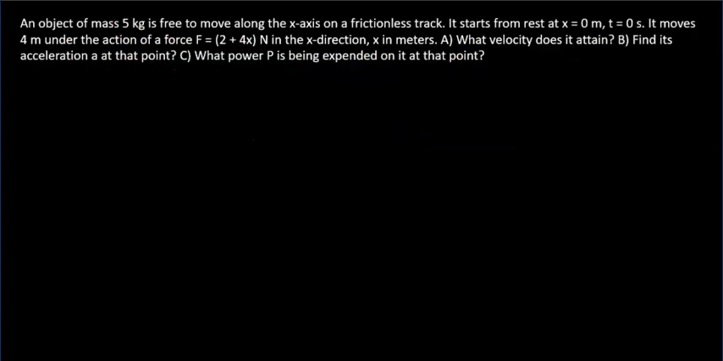Problem 1. An object of mass 5 kg is free to move along the x-axis on a frictionless track. It starts from rest at x equals 0 meters when t is 0 seconds. It moves 4 meters under the action of a force given by this expression, where x is in meters. So as you can see, the force is dependent on the x-coordinate.